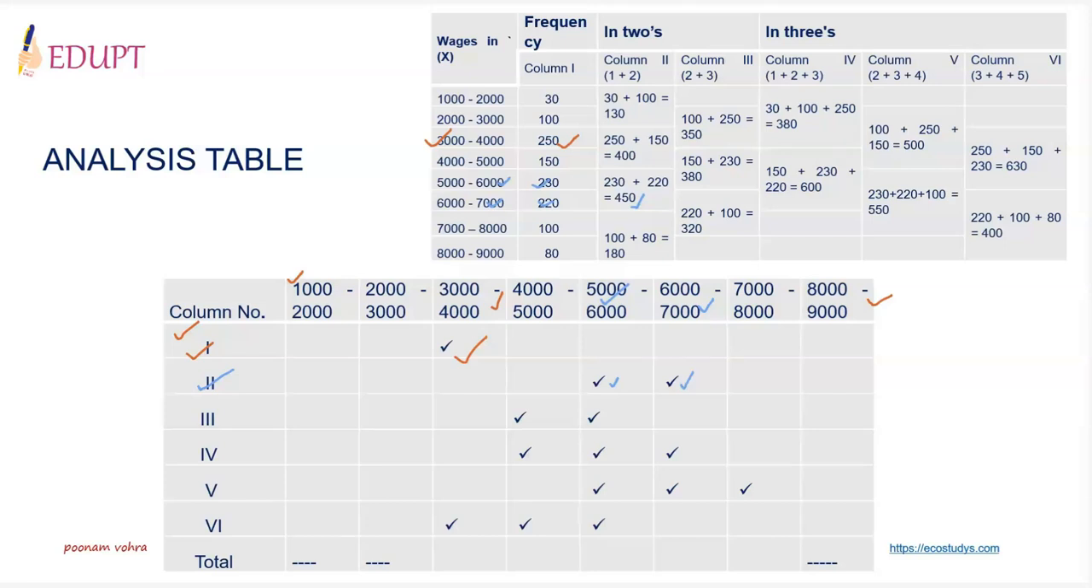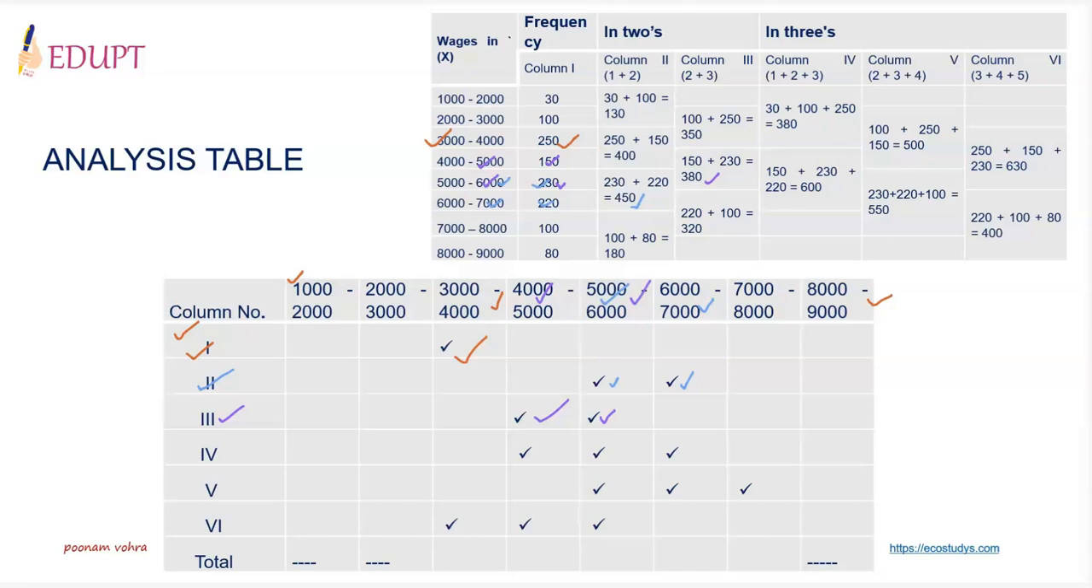Now let's look at column 3. Here the highest frequency is 380, which is a combination of 150 and 230. That means corresponding to 4000 to 5000 and 5000 to 6000. So accordingly, we shall put a tick mark for column 3 against 4000 to 5000 and against 5000 to 6000.